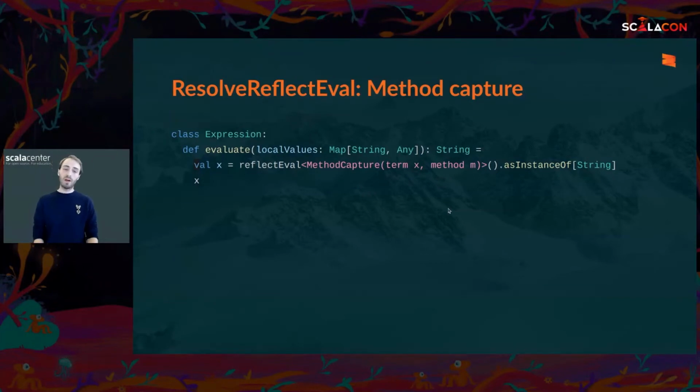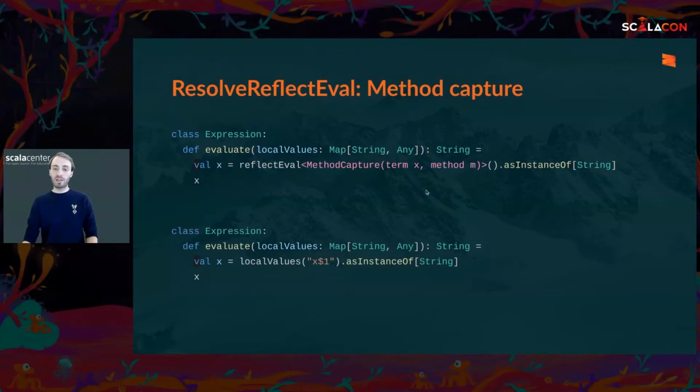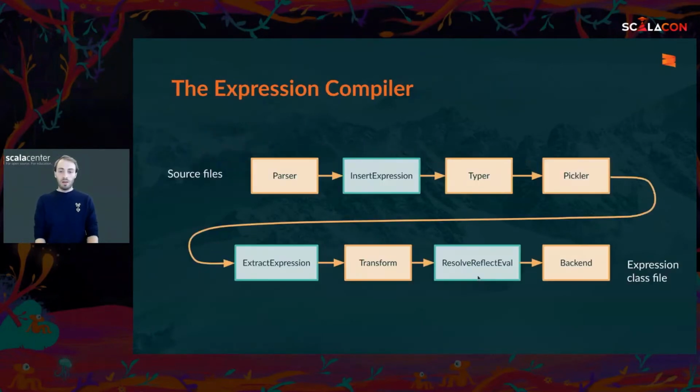And then later, after the transform phases, we will be able to know that m has been lifted and that there is a captured argument whose name is x1, and that's the one that we want to evaluate. So this is where we put the resolve, reflect, eval phase after all the transform phases and just before the backend.